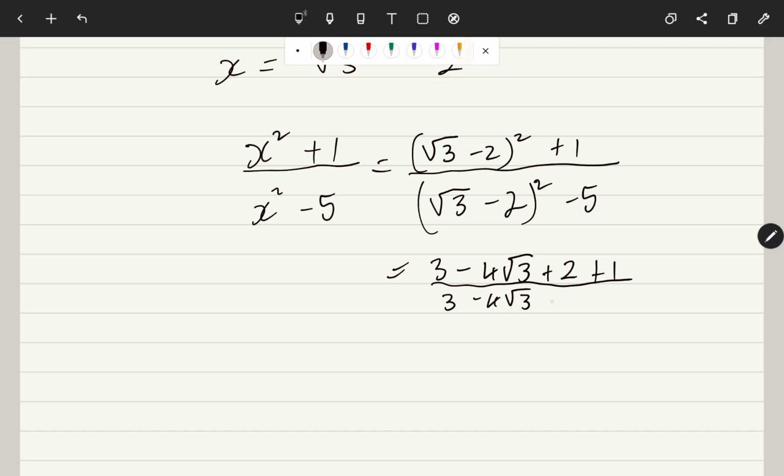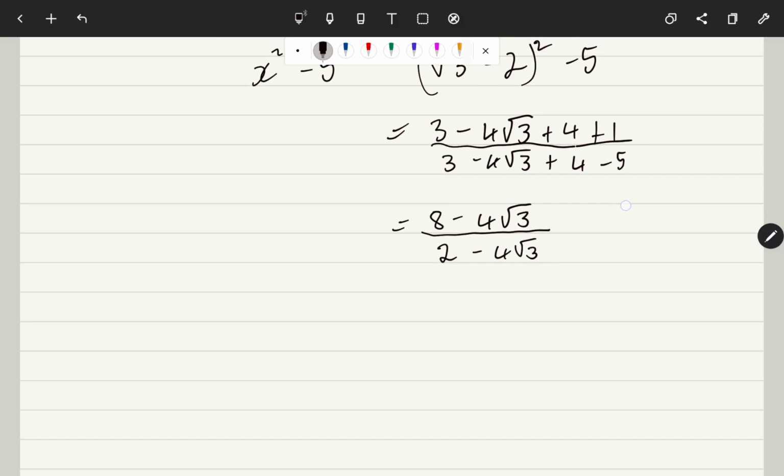4 root 3. Oh no, actually I did a big mistake here. It should be 4, not 2. 2 squared is 4, not 2. So I have 4, then minus 5. Well, I'm just simplifying now. With the numbers I have, this is 5 plus 3, that is 8. So I have 8 minus 4 root 3. Then what do I have? I have 4 minus 1, that's 4 minus 5, that's minus 1. Then 3 minus 1, that's 2. So I have 2 minus 4 root 3.